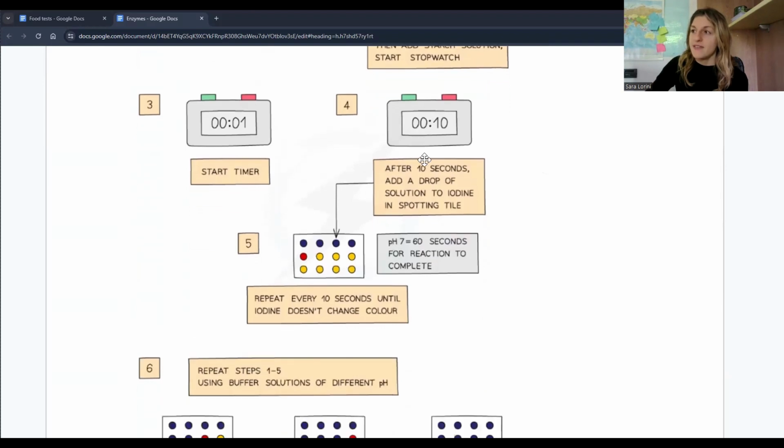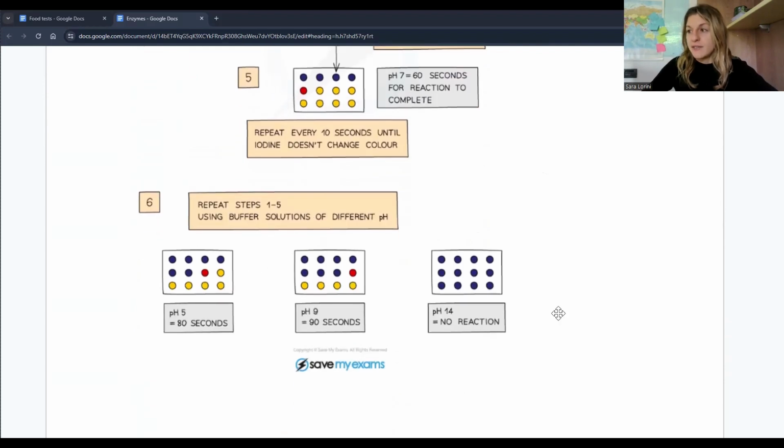Once again, every 10 seconds or every minute, you take a drop and put it on the tile, just as long as you mention the time, until there is no more change in color. You would continue at different pHs. Like this, whenever it remains blue-black, it means that starch is present, meaning that there is no reaction or that starch is still present. So take a moment. Which one do you think is the optimum pH here?